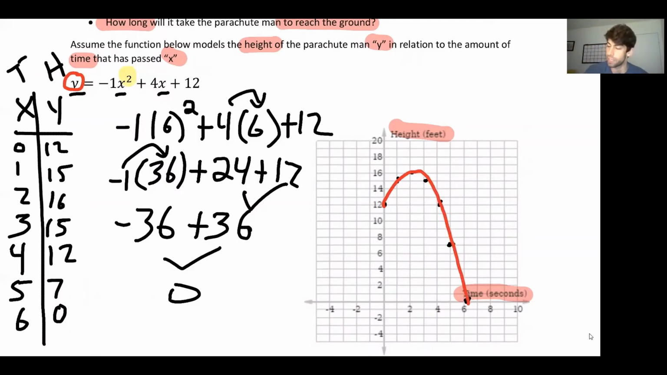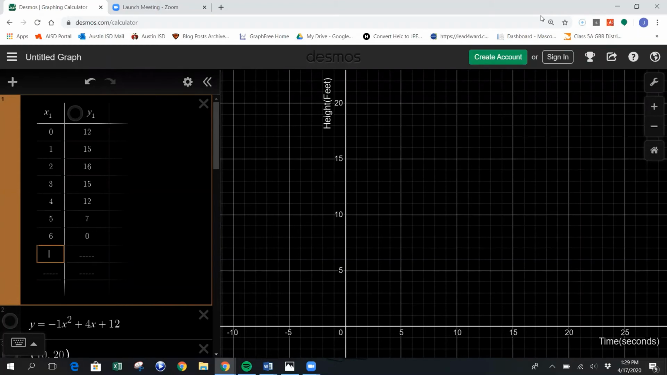We're going to graph the same equation on Desmos. All right, so now we're going to graph the exact same function on Desmos. You can see on the left here, I've made the same exact table, and we are ready for these points to show up on our graph. We've labeled the axes. The y-axis is height, the x-axis is time. We're ready to go ahead and have those points appear. There they are, the exact same graph.